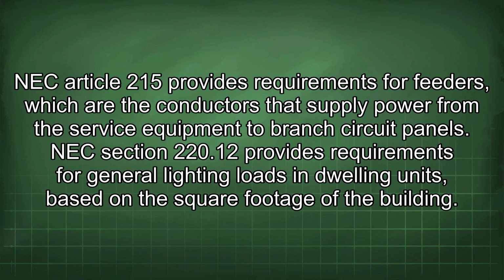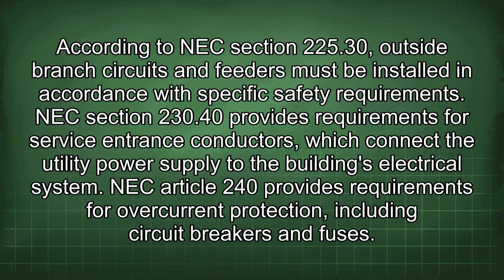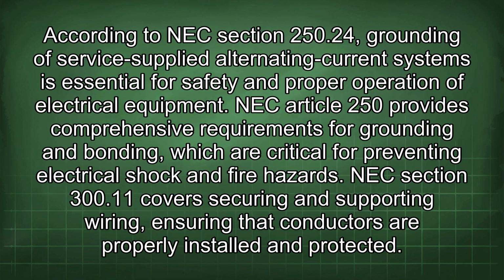According to NEC Section 225.30, outside branch circuits and feeders must be installed in accordance with specific safety requirements. NEC Section 230.40 provides requirements for service entrance conductors, which connect the utility power supply to the building's electrical system. NEC Article 240 provides requirements for overcurrent protection, including circuit breakers and fuses.